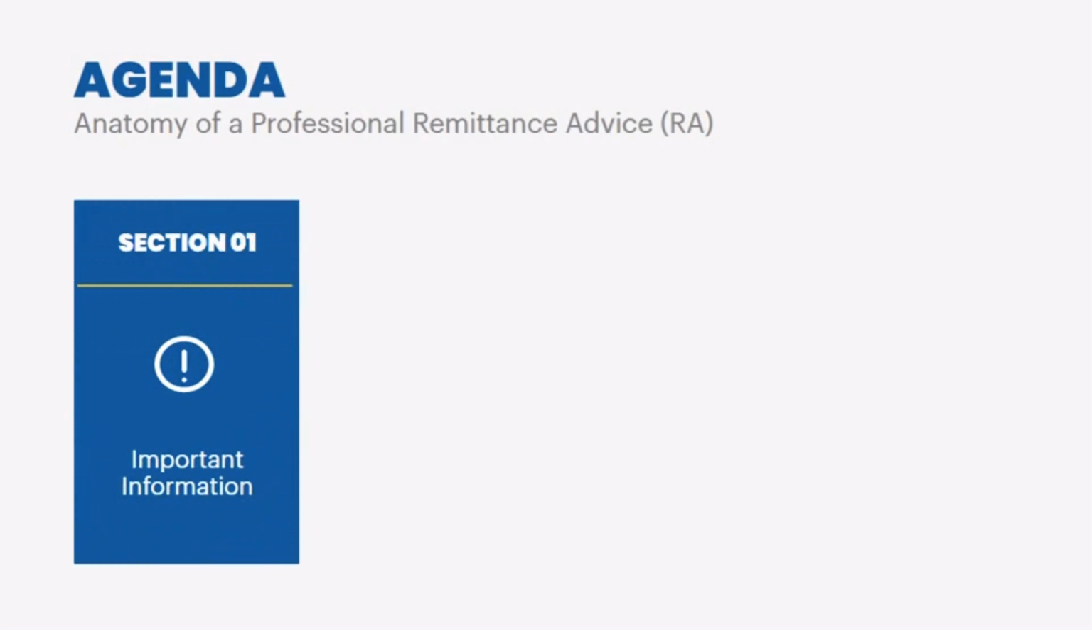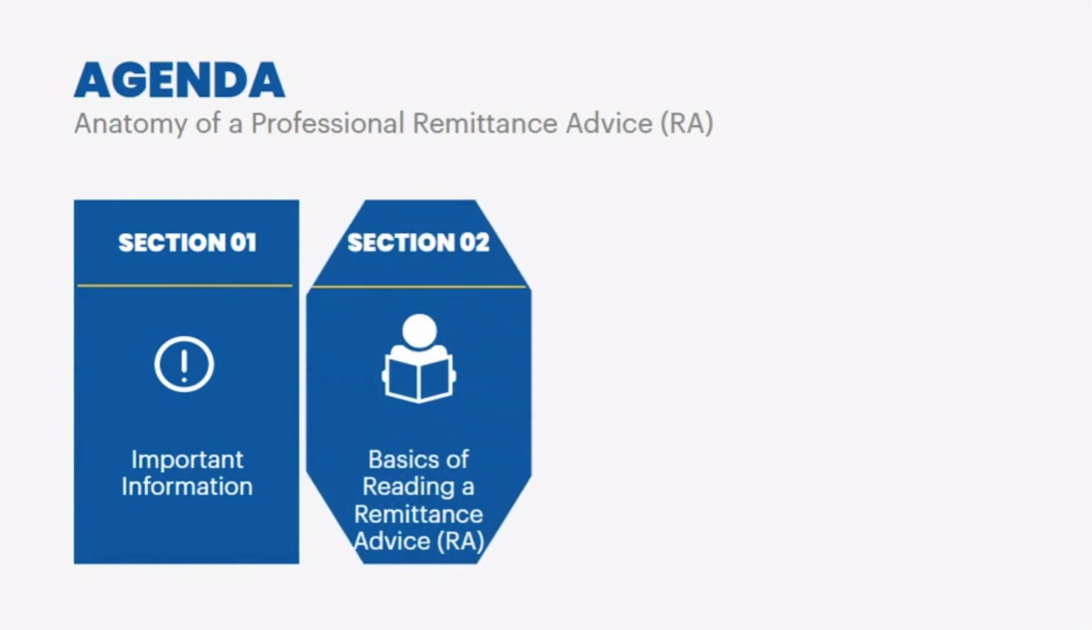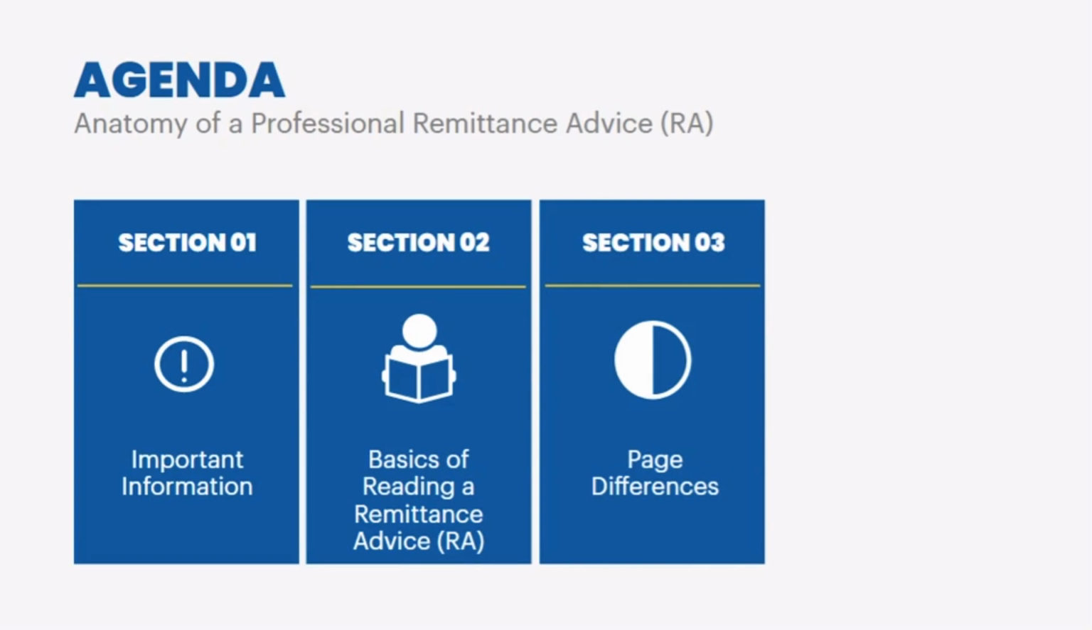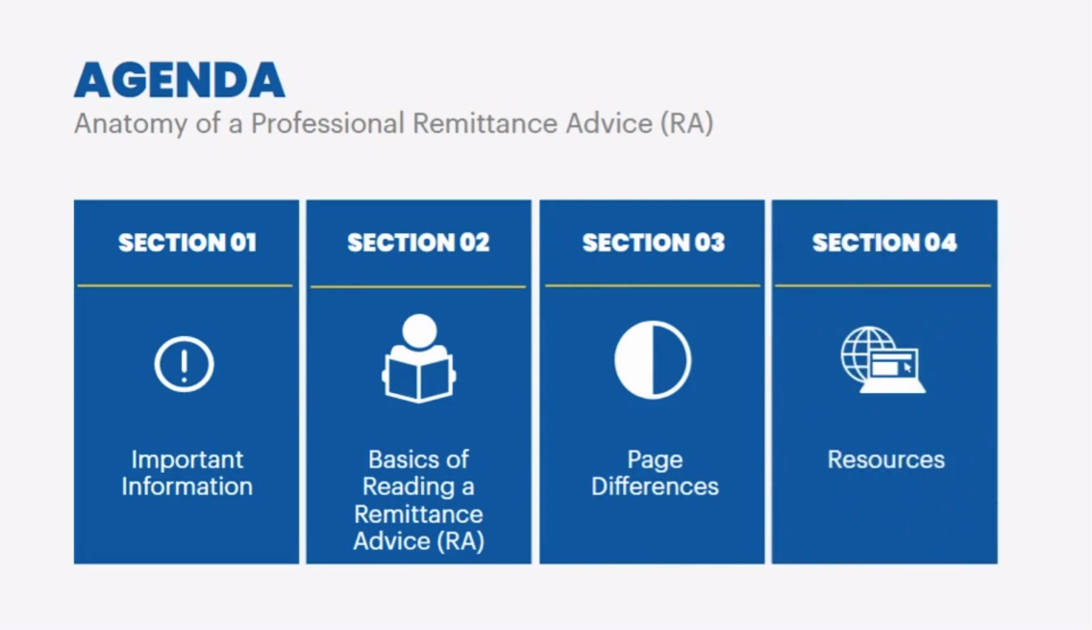Section 1 will focus on important information regarding your RA, such as how to access your RA and what information you will find noted on the document. Section 2 will illustrate how to read a professional RA by going through 4 different page types. Differences between the remaining pages and what was shown in Section 2 will be covered in Section 3. Lastly, resources with more detailed information on reading a professional remittance advice will be provided in Section 4.